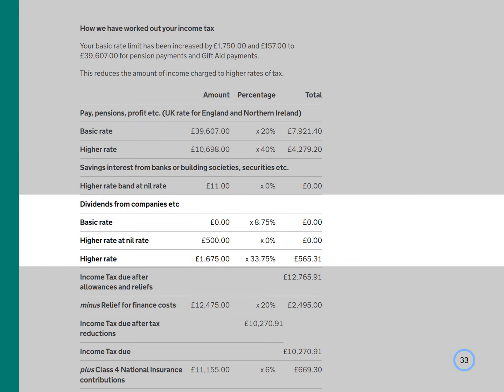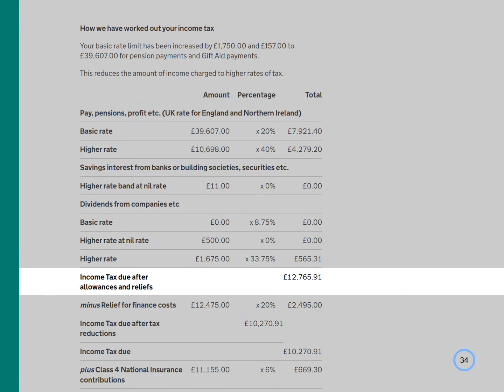The next part of the calculation is where tax is worked out on dividend income. In this example, none of the dividend is taxable at the basic rate. The first £500 of the dividend received is not taxable in the year, and the remaining £1,675 has been taxed at the higher dividend rate of 33.75%. The income tax due after allowances and reliefs is then shown.